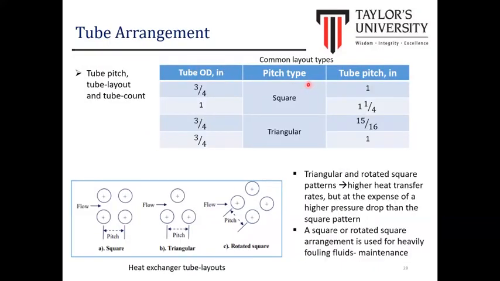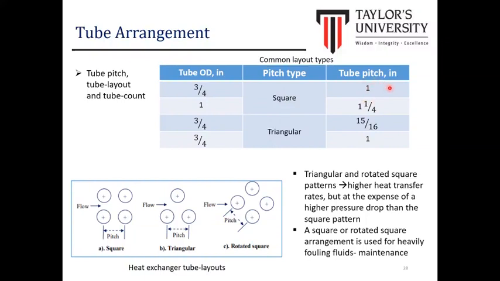Okay, the next important item is the tube arrangement, because it will affect the effectiveness of the flow arrangement of the fluid inside the shell. These are the common layouts. If we have a tube outside diameter of about quarter inch, you can choose either square or triangular, and this is the tube pitch.